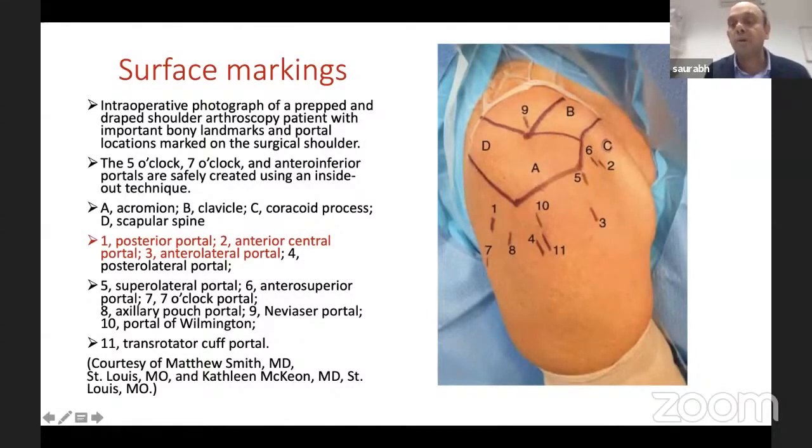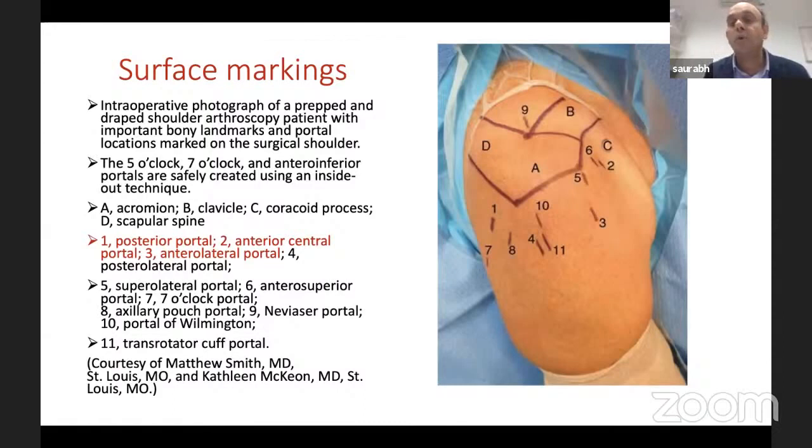Then in terms of portals, your first portal is number 1 here. That's your viewing portal. That's where the arthroscope goes in. Then if you have to do any work on the anterior shoulder, your second portal is number 2. Through this portal, and we're going to see them in the videos also, you can do a biceps tenotomy, and you can assess your labrum, both your anterior and superior labrum. This is a very important portal, both for debridements and for repair. Then your third portal is number 3.